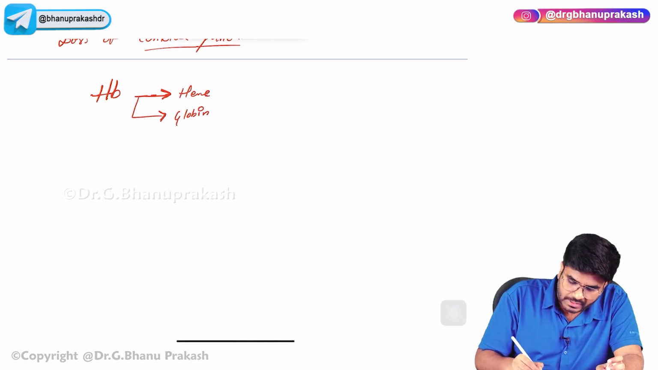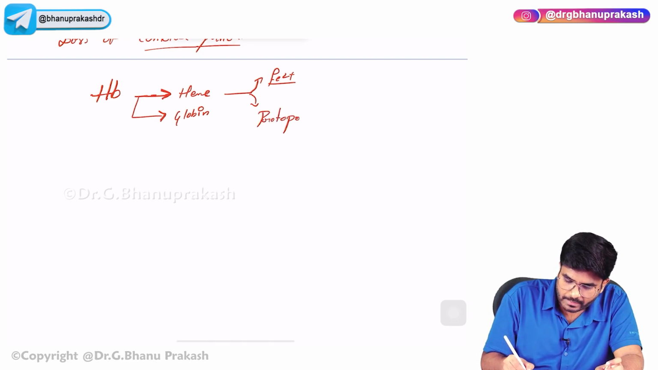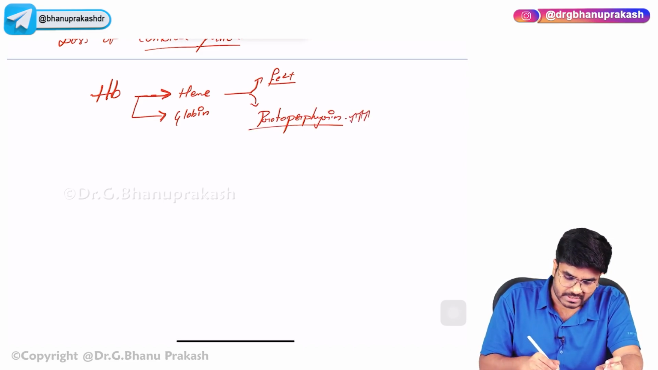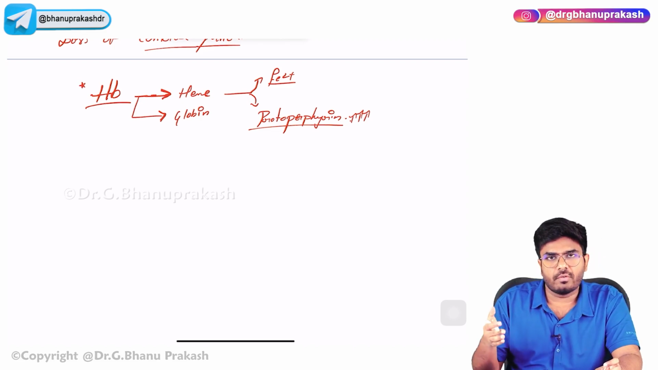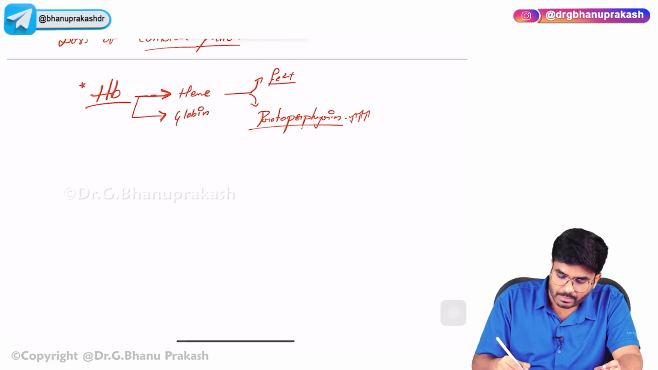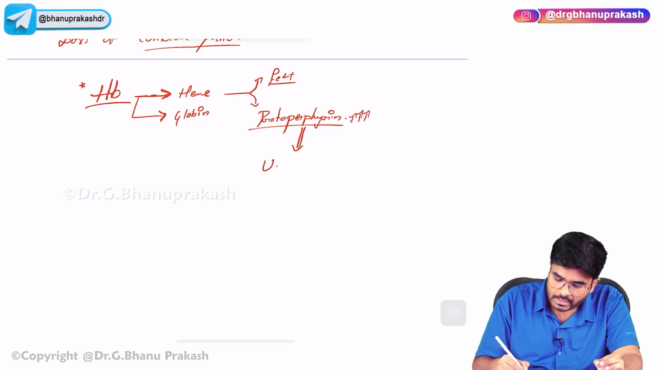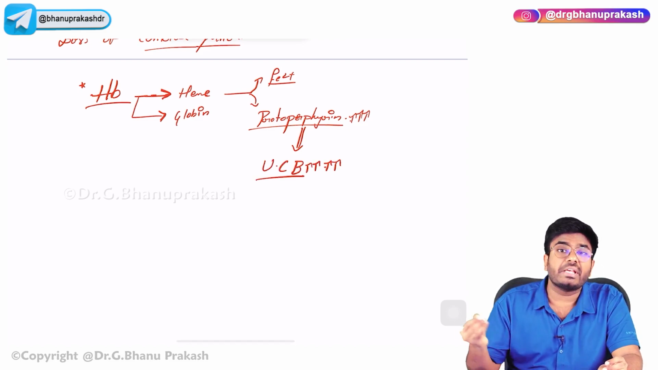Now the heme will be further split into the iron, which is used by the body, and protoporphyrin. So this protoporphyrin production increases, because with more RBC turnover, more hemoglobin is getting broken down, and more protoporphyrin is getting produced. The protoporphyrin is further broken down into unconjugated bilirubin. So unconjugated bilirubin levels greatly rise.